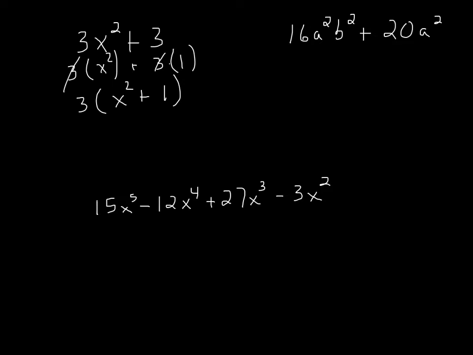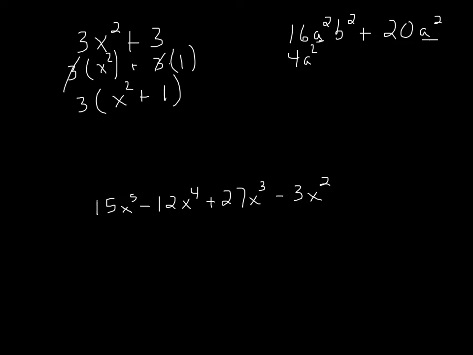Alright, so hopefully you're kind of catching the hang of this a little bit and you can look ahead. Okay, so 16 and 20, the common factor between 16 and 20 is going to be 4. And then they both have these a squareds in common also, so I'm going to pull out an a squared. Now that's the only thing else that they have.